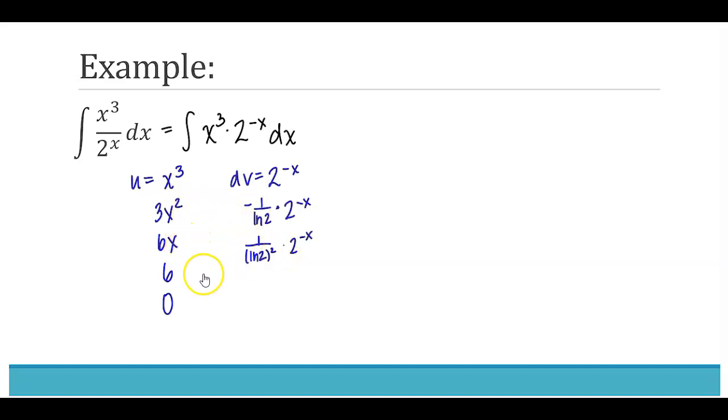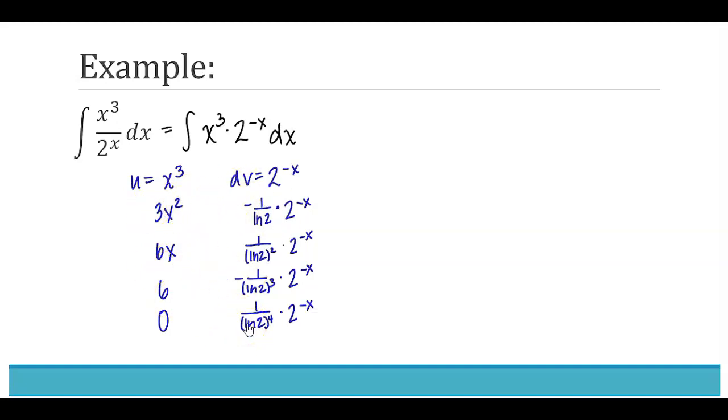So that lines up with the 6x. So my next one will be a negative 1 over natural log of 2 cubed times 2 to the negative x. And then finally I have to line up with 0. That's when I know when to stop. So this next one will be a positive 1 over the natural log of 2 to the fourth times 2 to the negative x. So here I just want to be really careful that things line up. So I'm going to adjust here. I'm going to move mine down so that I can see that each of these do line up.